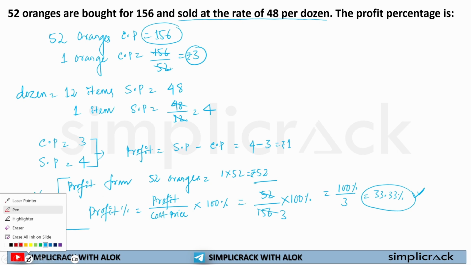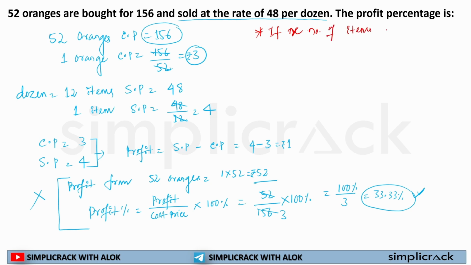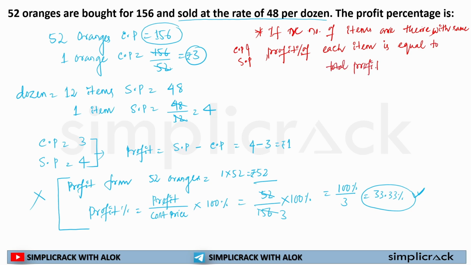So our concept in this video is, if x number of items are there with the same cost price and selling price, the profit percentage of each item is equal to the total profit percentage of x number of items.